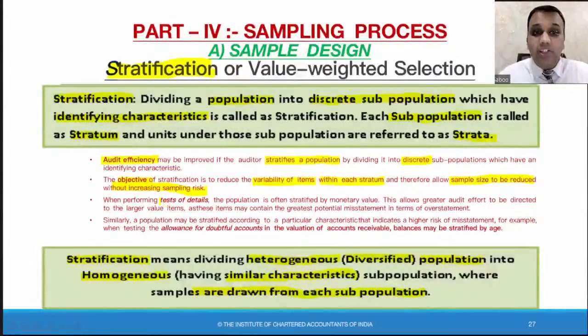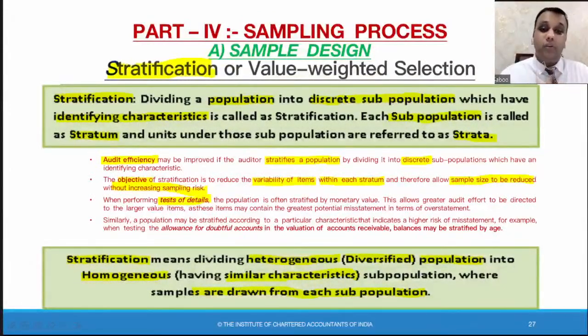When performing test of details, you first need to be well versed with these terms, test of controls and test of details. We have reiterated them time and again. Test of controls, I've already told you, the auditor tests whether controls are designed and operating effectively or not, efficiently and effectively. And test of details is at the financial statement level, the facts and figures in the books, data.